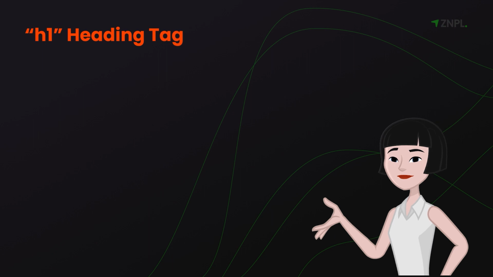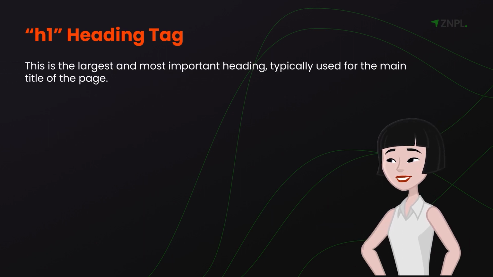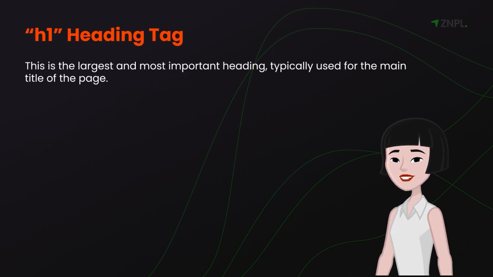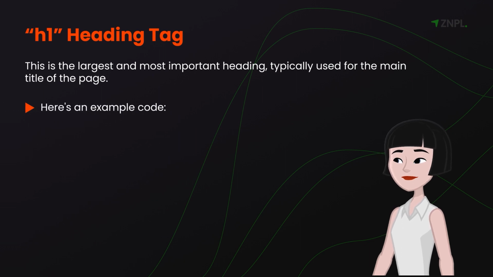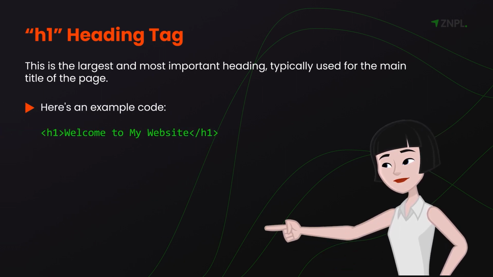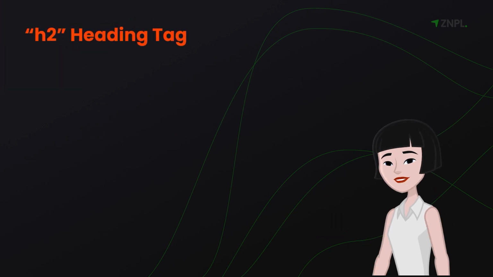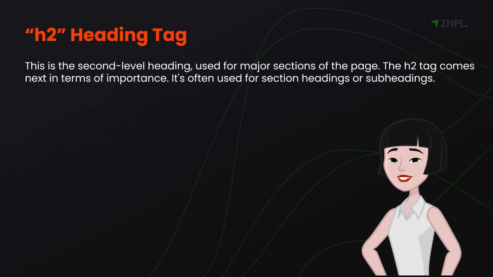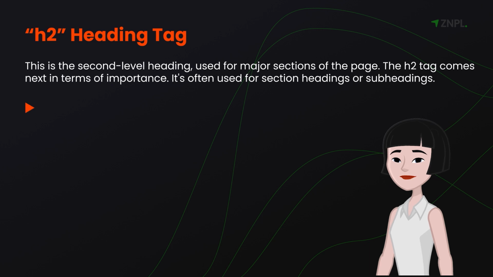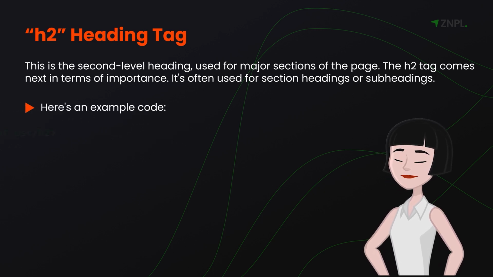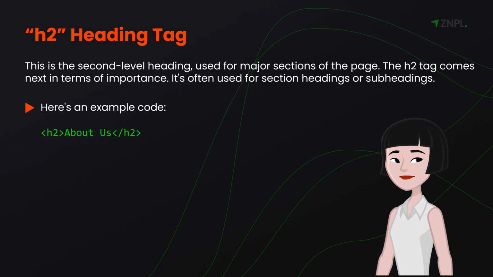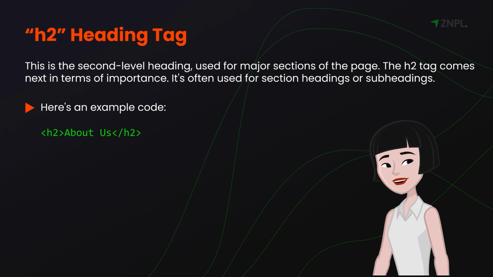H1 heading tag. This is the largest and most important heading, typically used for the main title of the page. For example, H2 heading tag. This is the second level heading, used for major sections of the page. The H2 tag comes next in terms of importance. It's often used for section headings or subheadings.